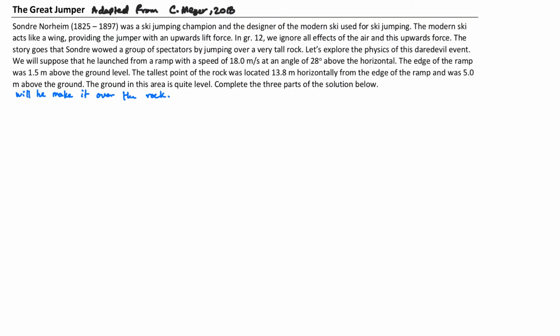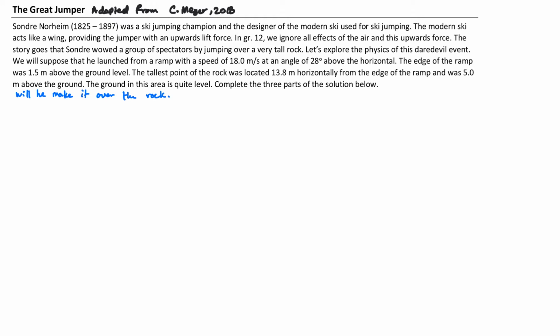This question is adapted from Chris Meyer's notes from 2018, and in this question we've got Sonder, who was a ski jumping champion and designer of a modern ski used for ski jumping. The modern ski acts like a wing, providing the jumper with an upward lift force. In grade 12, we will ignore all the effects of air, so we will assume that air resistance is negligible.